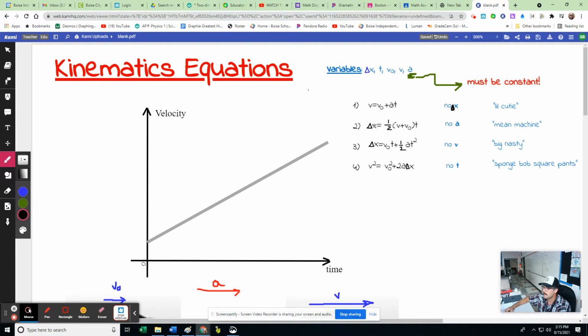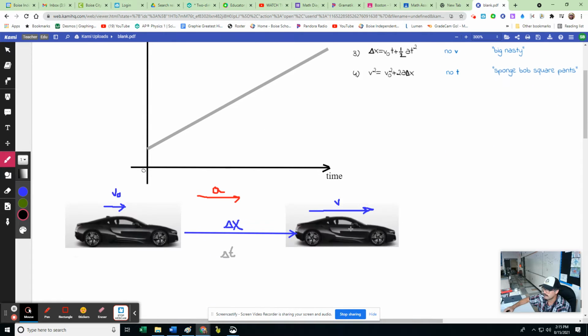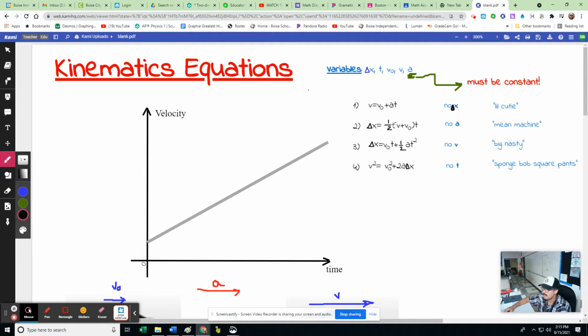The second one I'm going to come up with is called the Mean Machine. It's based upon the average of those two velocities that our little car will reach here. It ignores acceleration. So if you don't happen to have acceleration, you can ignore that and still be able to solve for something in this equation.